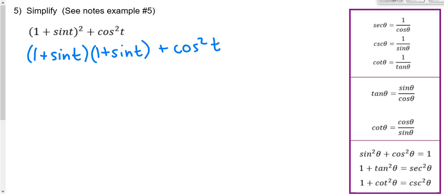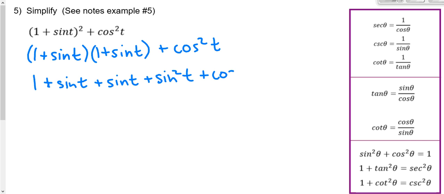Okay, so when we FOIL this, multiply the first and we get 1. Multiply the outsides and we get sine of t. Multiply the insides and we get sine of t. And multiply the last and we get sine squared t. And at the end, we still have plus cosine squared t. Well, would you look at what we have here? Sine squared theta plus cosine squared theta is 1. So sine squared t plus cosine squared t is 1.